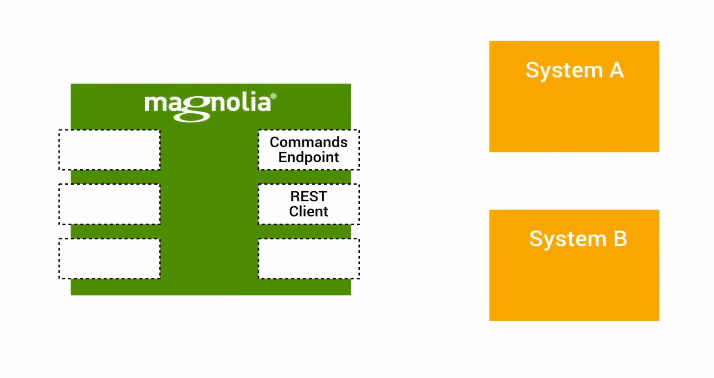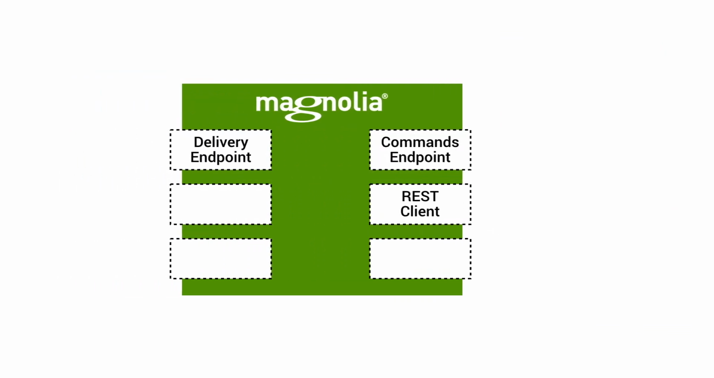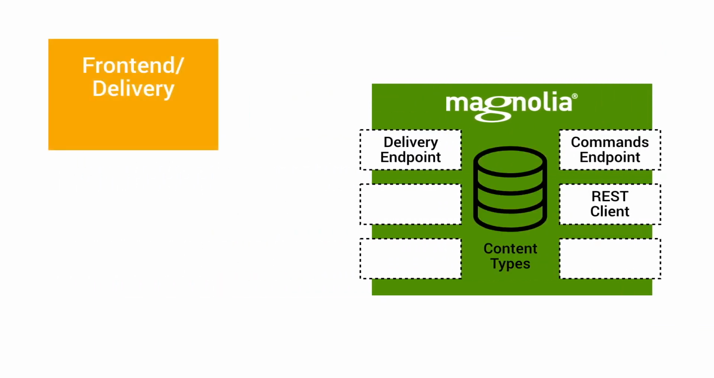External systems can trigger activities in Magnolia with the commands endpoint, and Magnolia can communicate with systems via REST clients. With just content types and REST, you already have a headless system up and running.